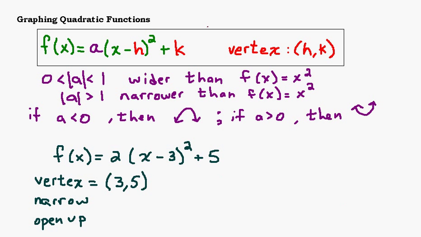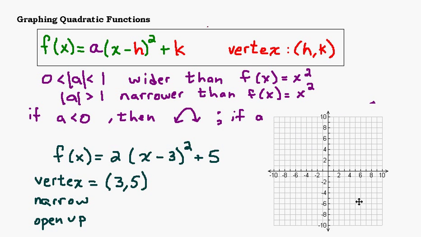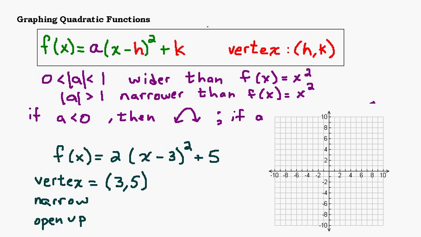Let's see if we can do a quick graph of this. I'm going to cover up part of that, but that's okay. Okay, so we know our vertex is at (3, 5). So I can go over 3, up 5, and start there with my vertex. And I know this is going to open up and be narrow.